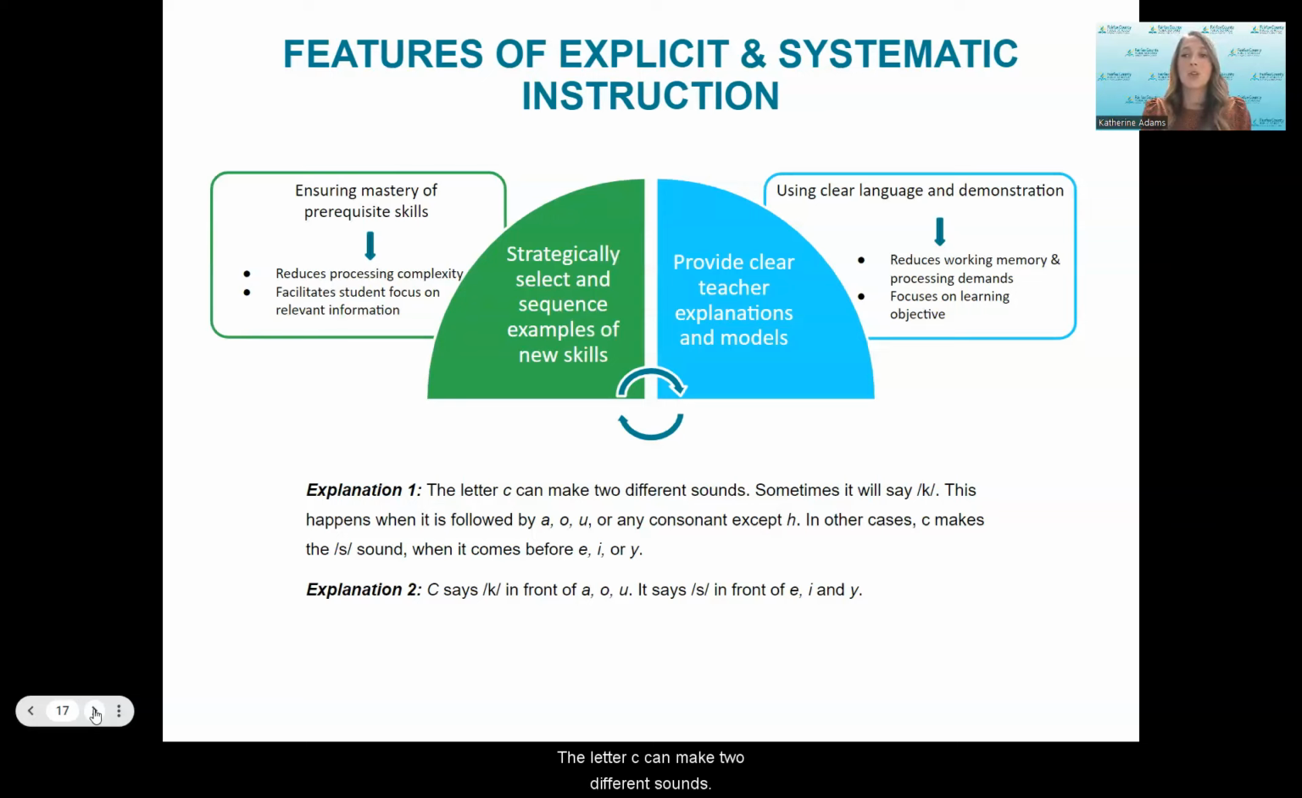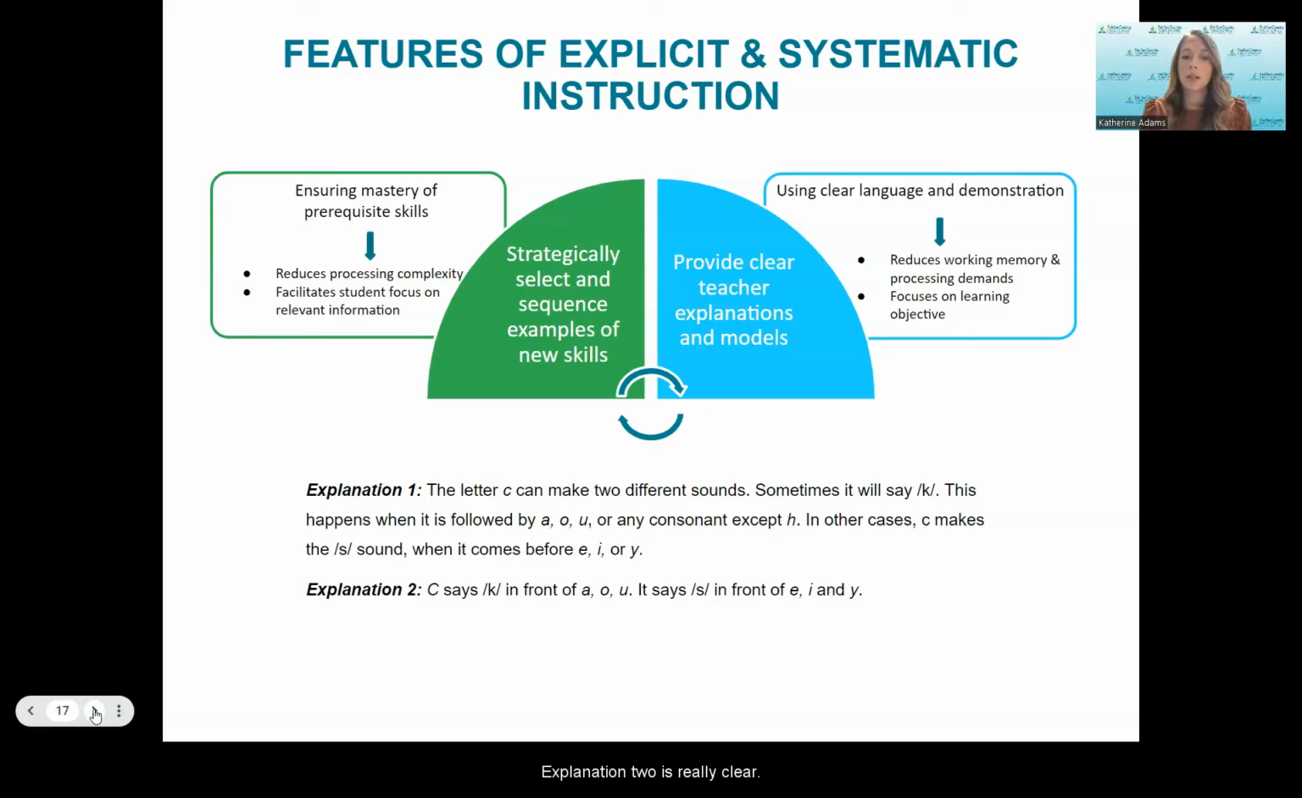Explanation 1. The letter C can make 2 different sounds. Sometimes it will say k. This happens when it's followed by A, O, U, or any consonant except H. In other cases, C makes the S sound when it comes before E, I, or Y. As I mentioned previously, it's a lot of language for students to sift through and for them to zero in on what information they need to extrapolate from that.